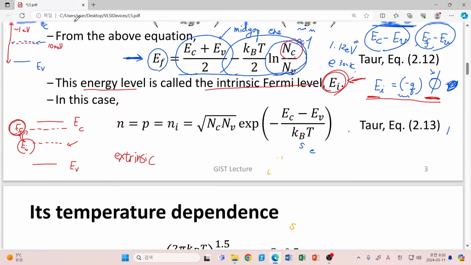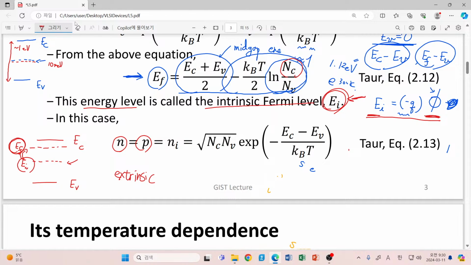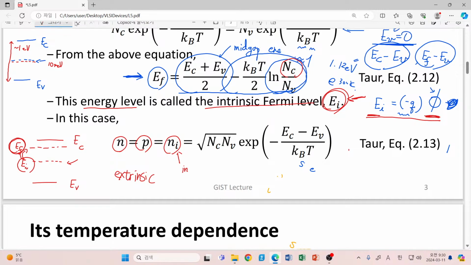And in this case, now you can easily understand that the electron density and hole density are quite low, and this low electron density is called the intrinsic carrier density, N sub i. In some slides in my other lectures, sometimes I use a different notation, but in this lecture I will just follow the notation of Professor Tower, so I will just use N sub i.